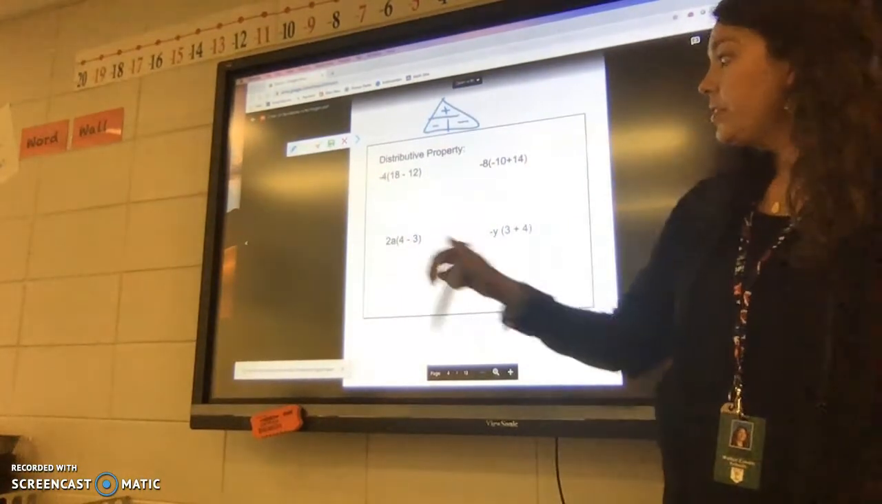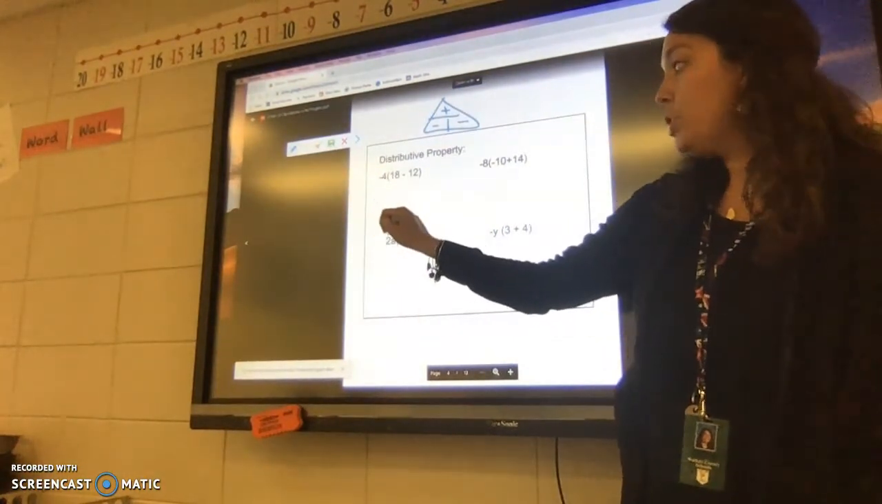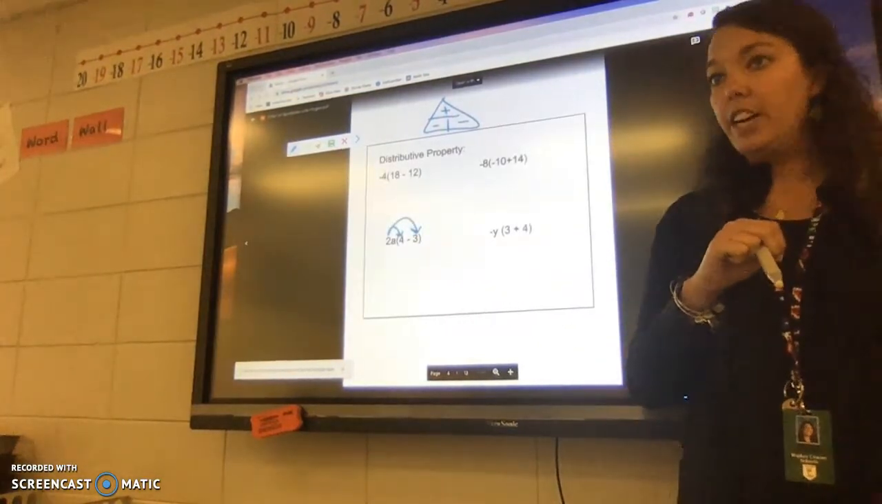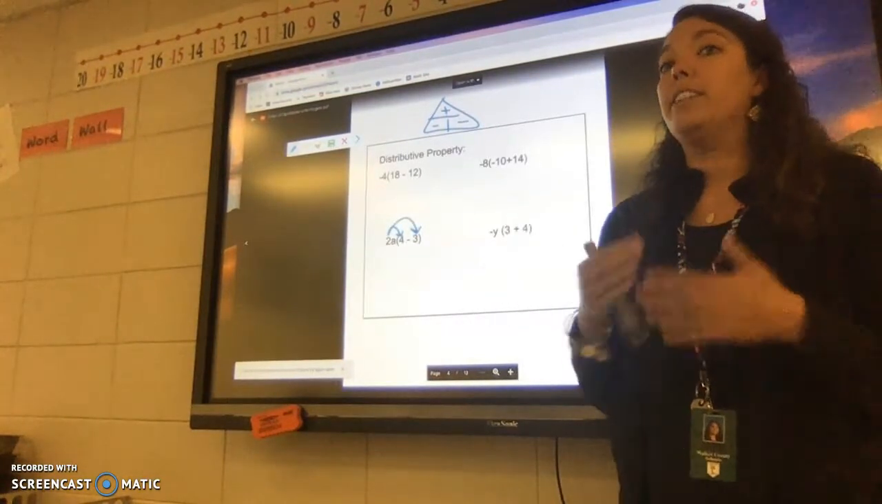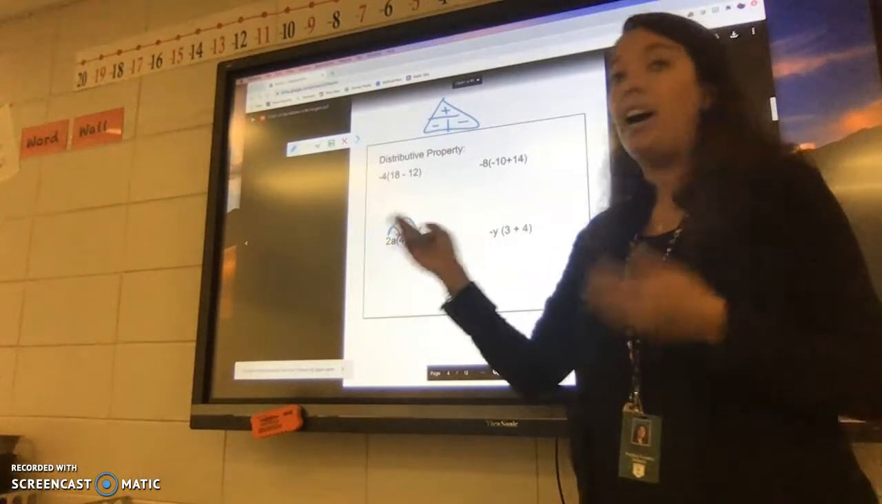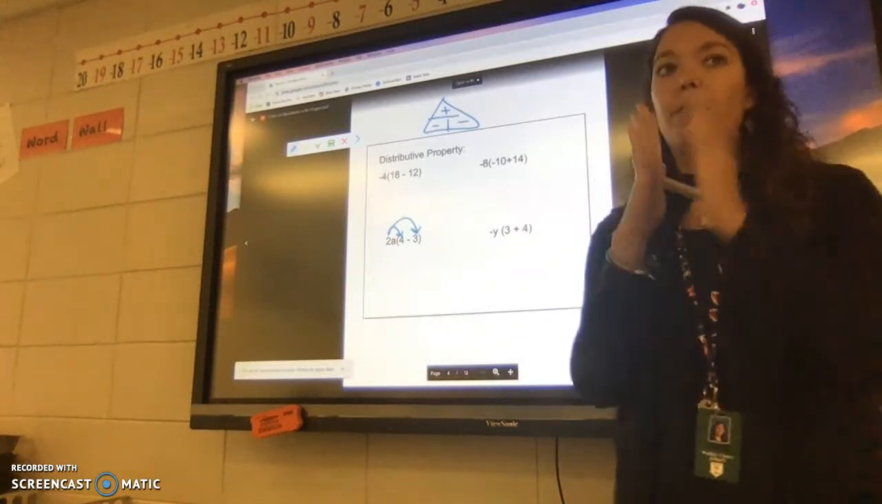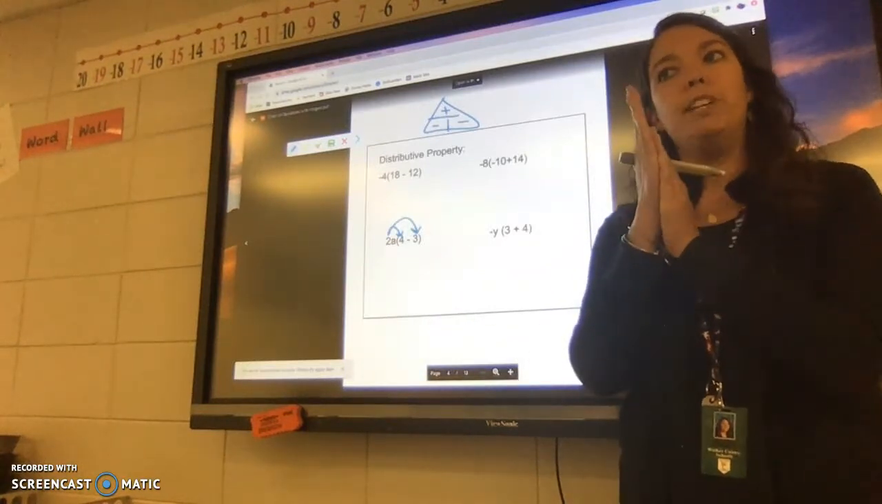So, you distribute that out with the letter. The letter is a number you don't know. That's a variable. It's a number you don't know. That's 2 times a number we don't know, okay? When it's the number next to the variable like that, that's called a coefficient and a variable.